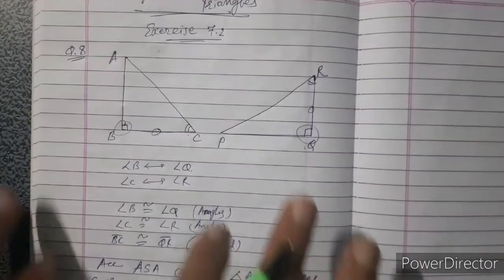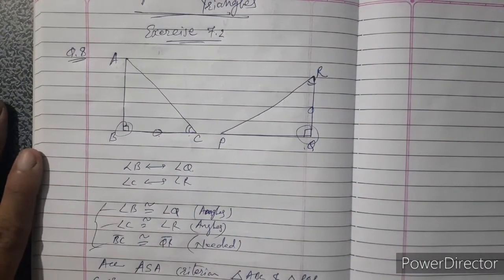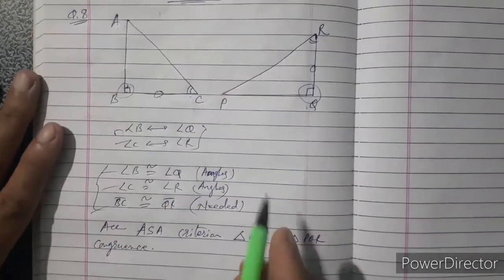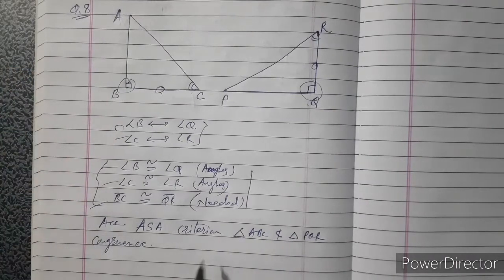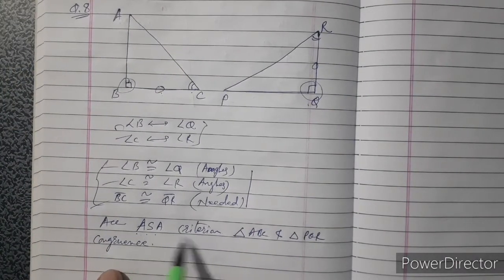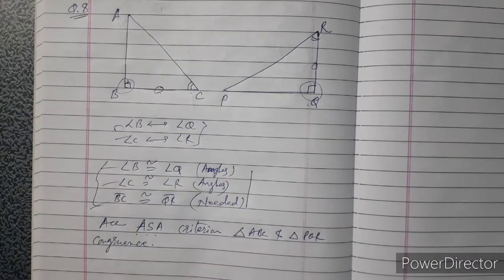These are the corresponding parts. These two are corresponding parts which are given, and this third one is needed for the criterion, and according to the ASA criterion both triangles are congruent.